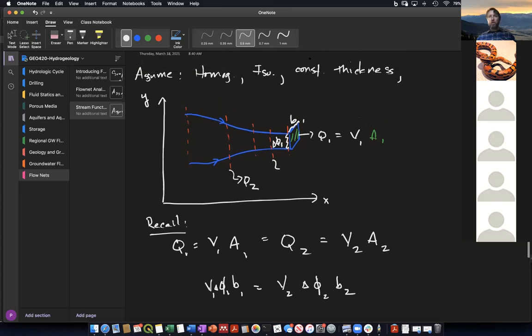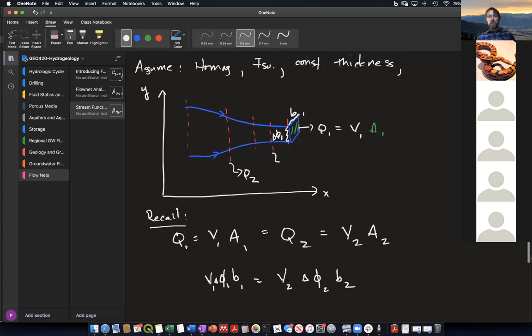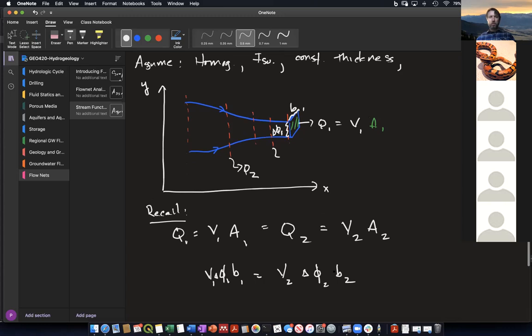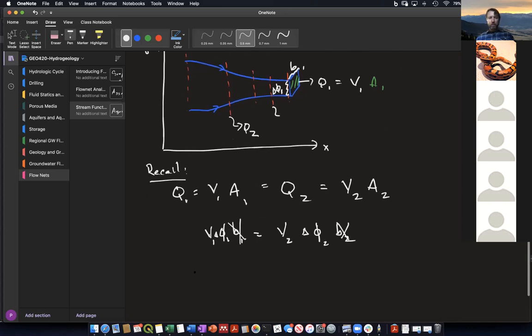And again, we assumed here that it's constant thickness. So B1 is equal to B2, and these two would cancel out. And we get this relationship: V1 delta phi 1 is equal to V2 delta phi 2.